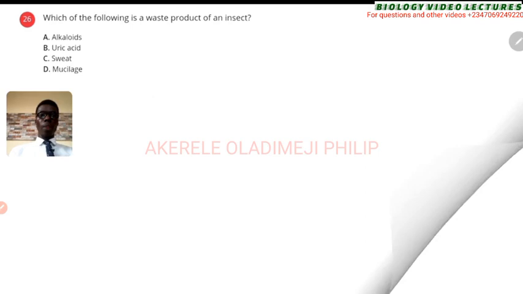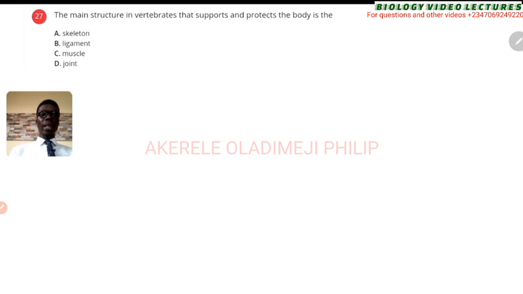The main structure in vertebrates that supports and protects the body is the skeleton. How do I mean? Most of our bony structures cover vital organs, like the cranium in the skull. The part of our skull where the hair grows is called the cranium, while the whole bone of the head is called the skull. So you can say the skull is divided into the cranium and the facial bones. This cranium covers the brain.